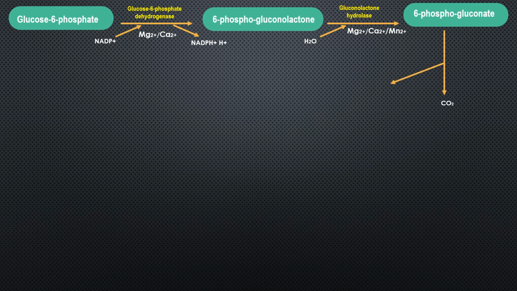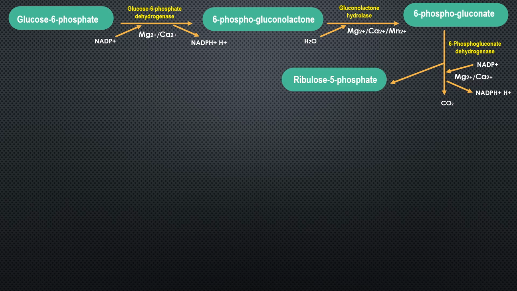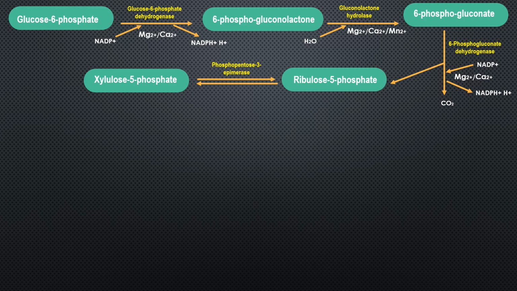Next, this 6-phosphogluconate is converted into carbon dioxide with the help of 6-phosphogluconate dehydrogenase. NADP plus again plays a very important role, and it produces NADPH plus H plus. And again, there are some catalysts, calcium and magnesium. Now, apart from the carbon dioxide, another product is formed, that is ribulose 5-phosphate. This ribulose 5-phosphate produces xylulose 5-phosphate with the help of the enzyme phosphopentose 3 epimerase.